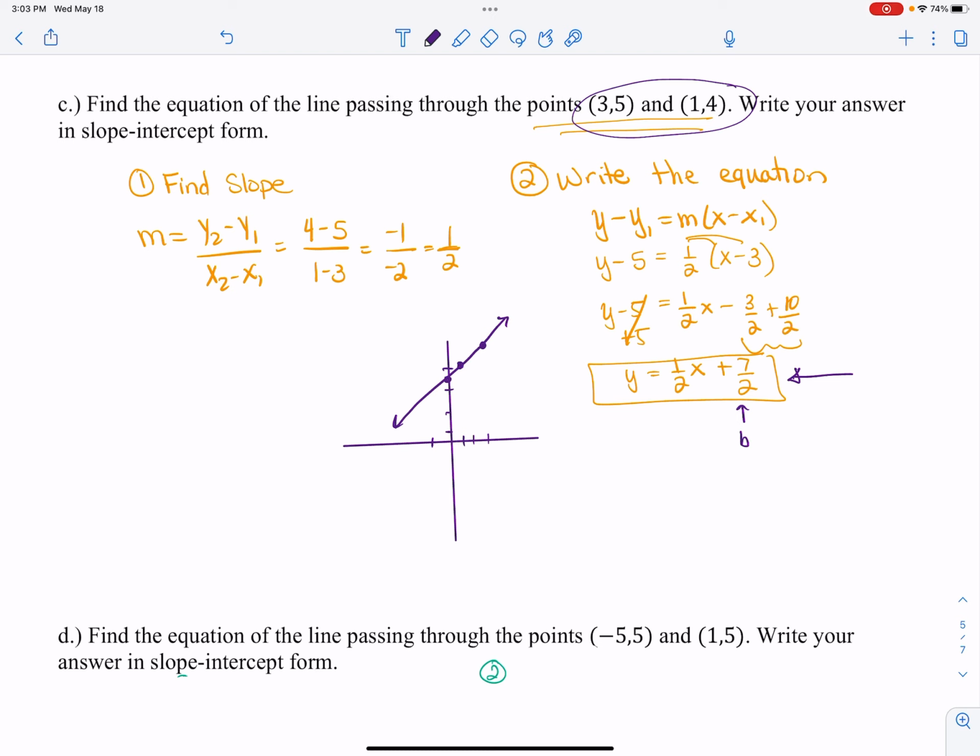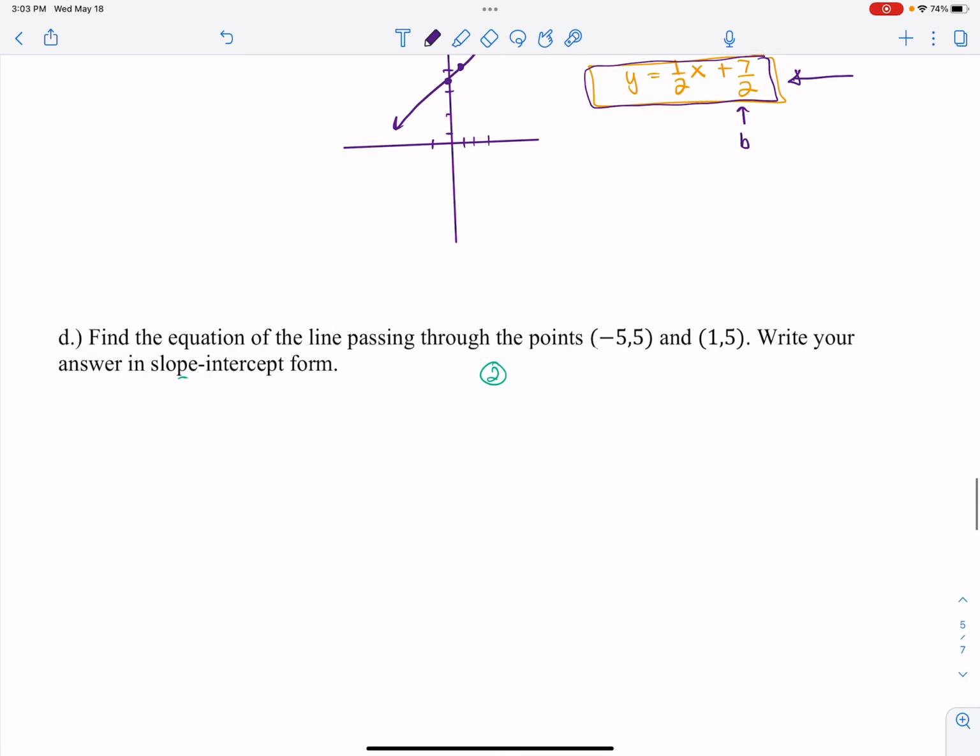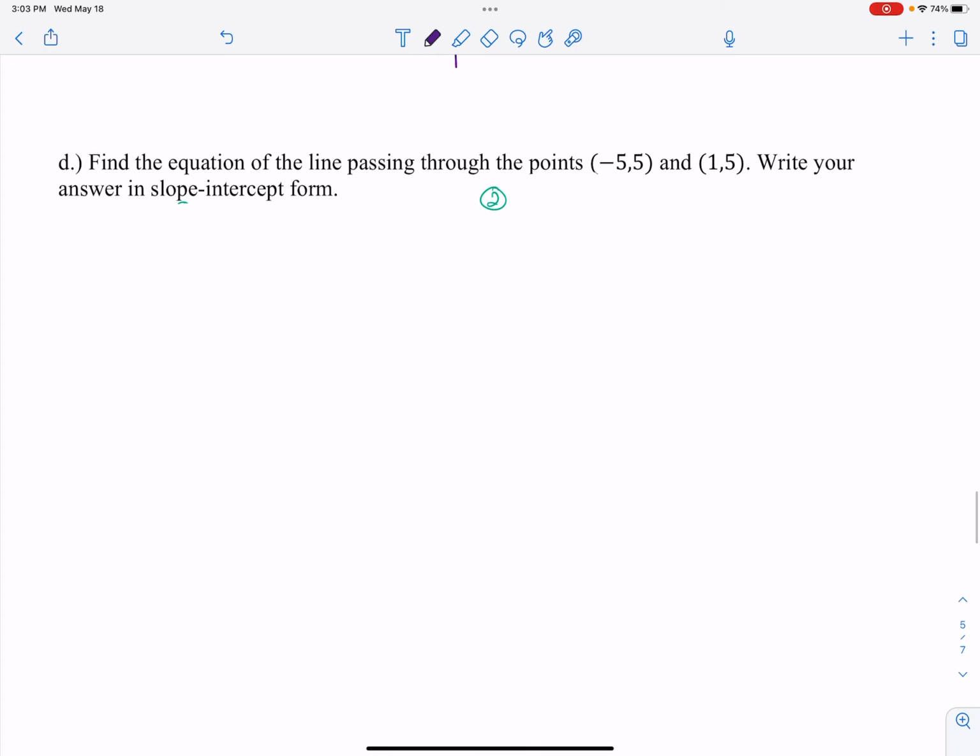So just be aware, you can graph from anything. You can graph with the y-intercept and the slope. You can graph from the 2 points. Just because this is where we're finishing in the notes, that doesn't mean that that's your only option when it comes to graphing. All right, pause the video, try D, and then check back in and see how you did.